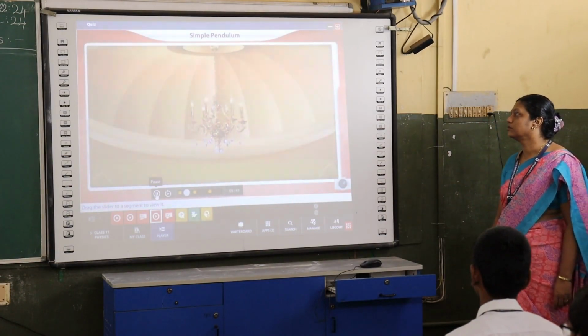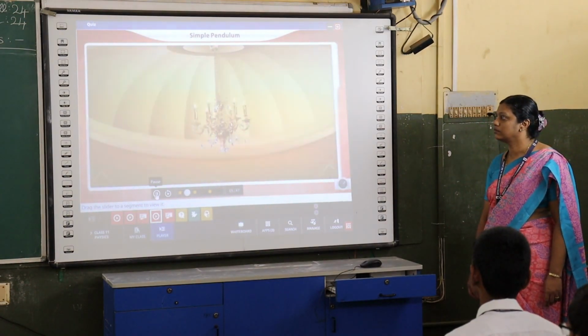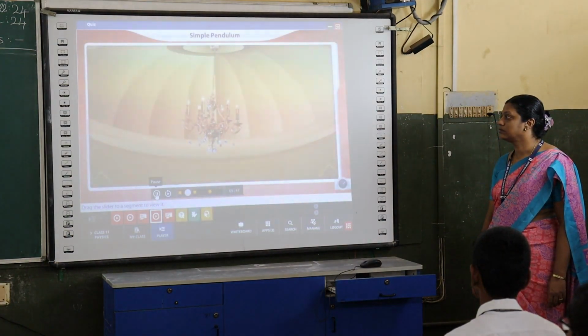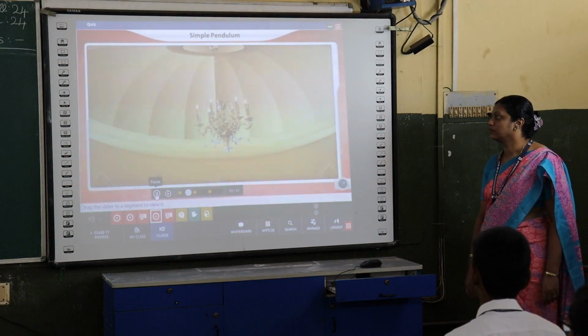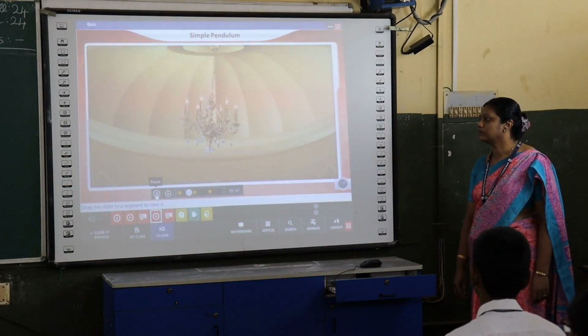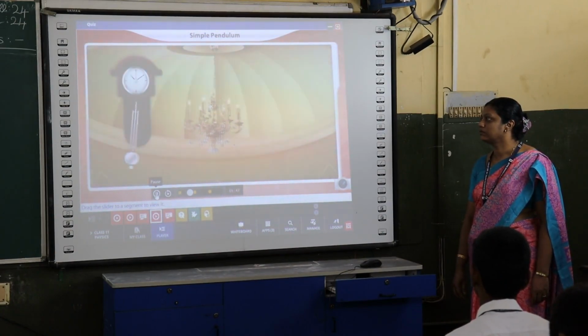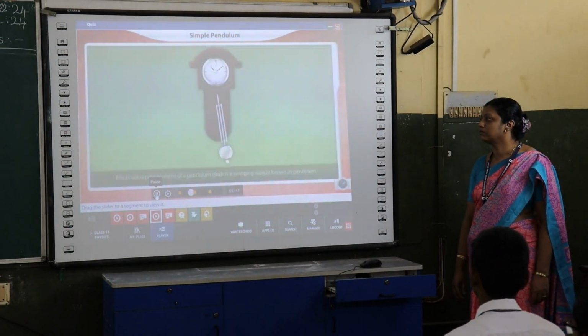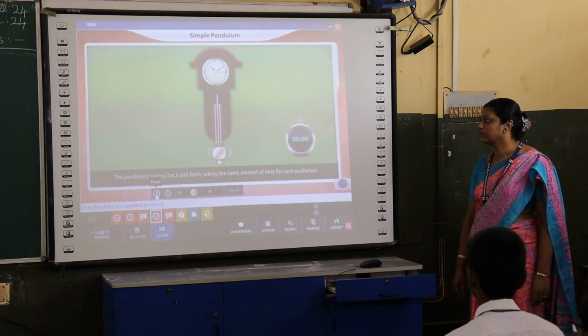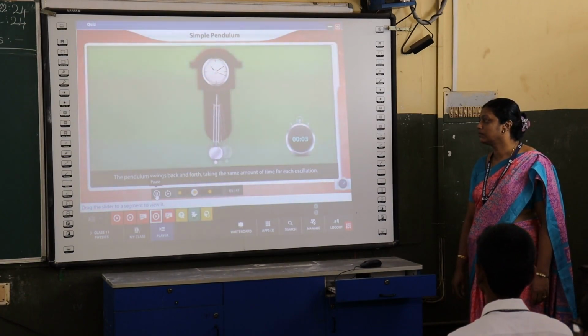Galileo studied the moving chandeliers in a church and found that their motion was periodic. This means that the chandeliers took the same amount of time for each oscillation. The pendulum clocks are based on this principle. The time-keeping element of a pendulum clock is a swinging weight known as pendulum. The pendulum swings back and forth, taking the same amount of time for each oscillation.